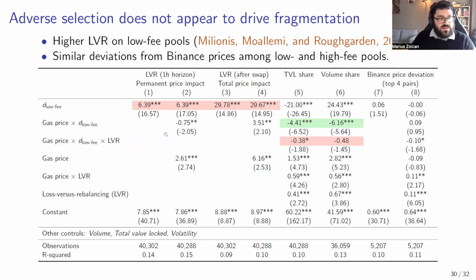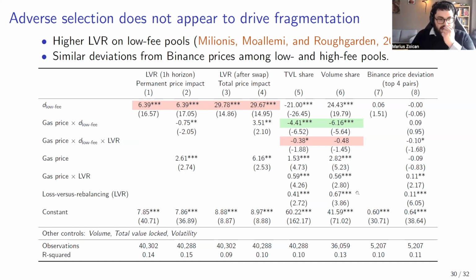What do we notice? We notice that indeed LVR is higher on low fee pools, which means that's the first place the arbitrageurs go. Like if you look at immediate price impact, that's much higher. That's a bit misleading because there are a lot of small trades that got reverted immediately. So it's not really capturing the permanent price impact. If you just look at the permanent price impact, it's about 6 basis points higher on the low fee pool.